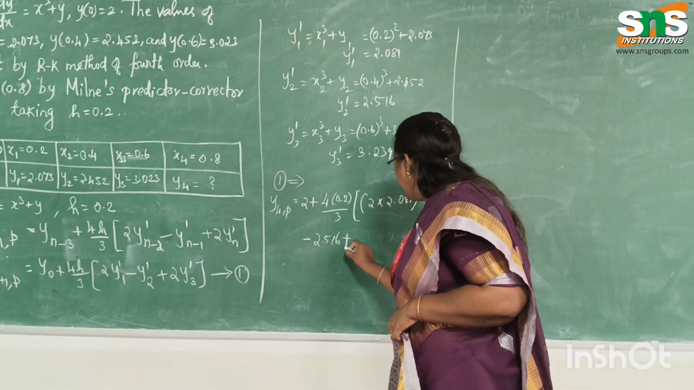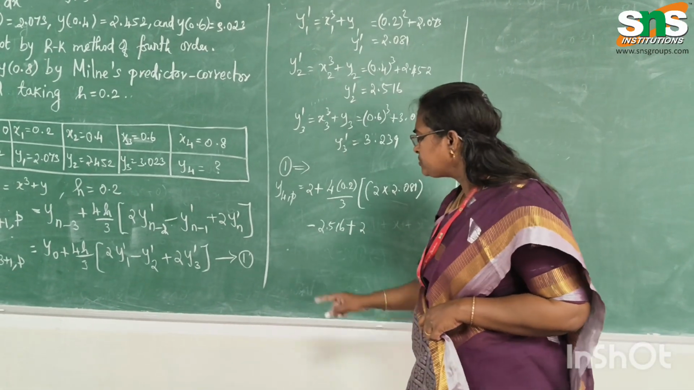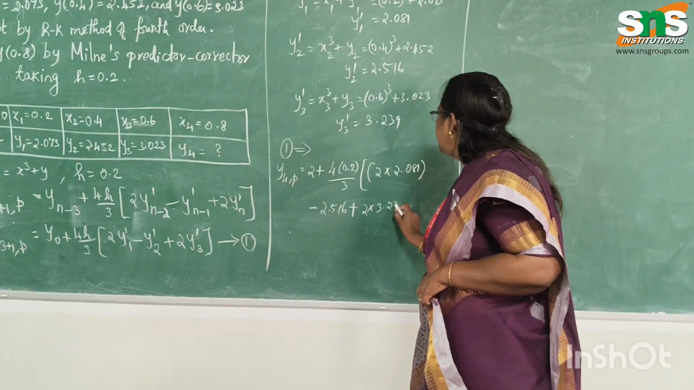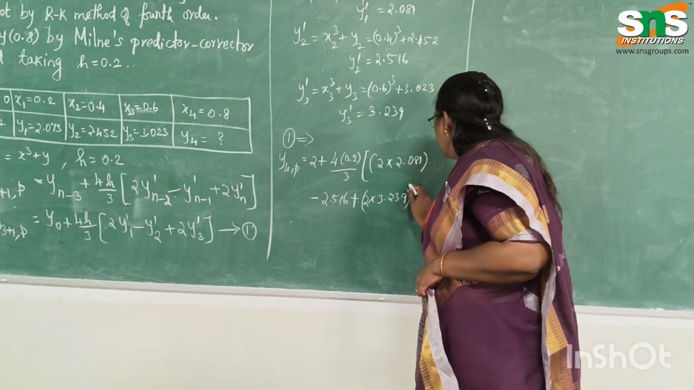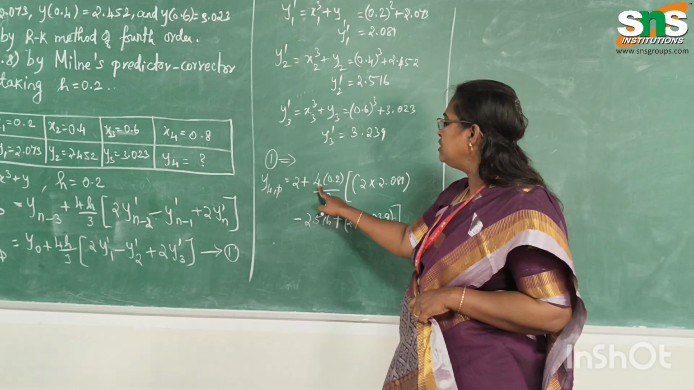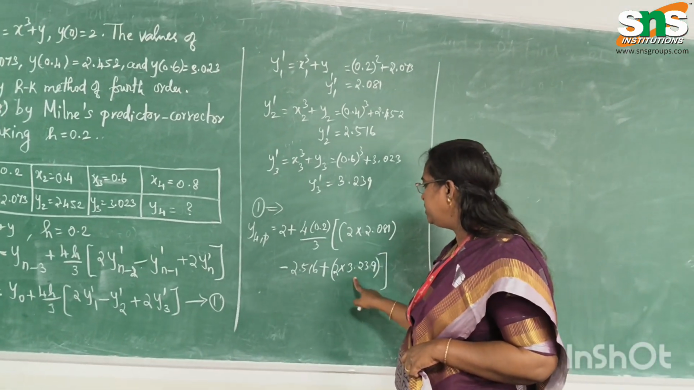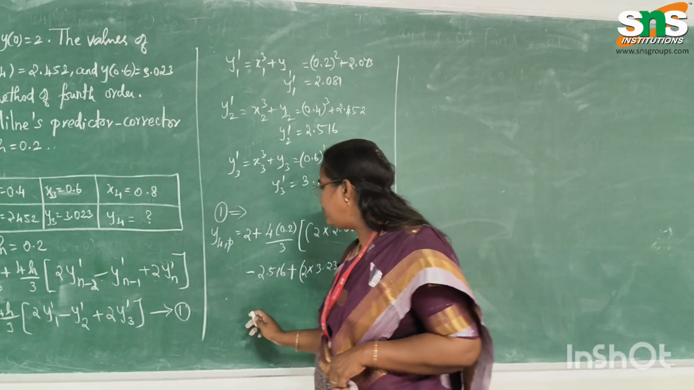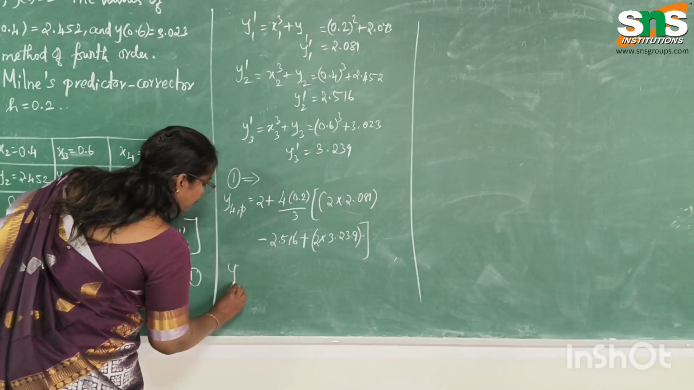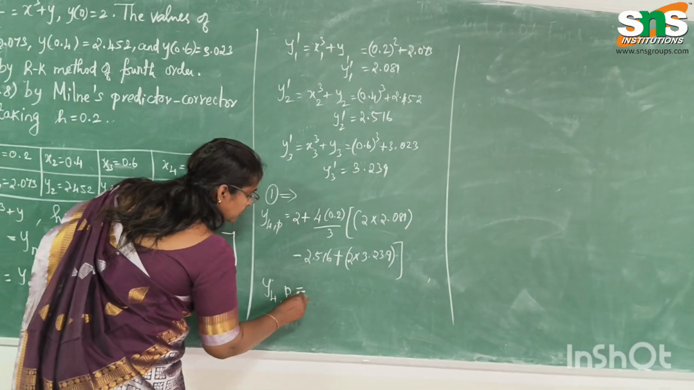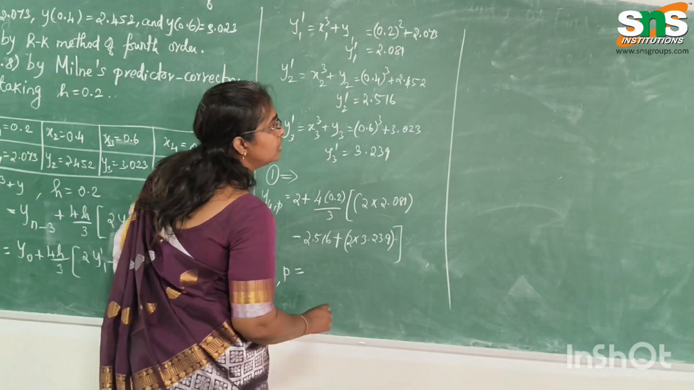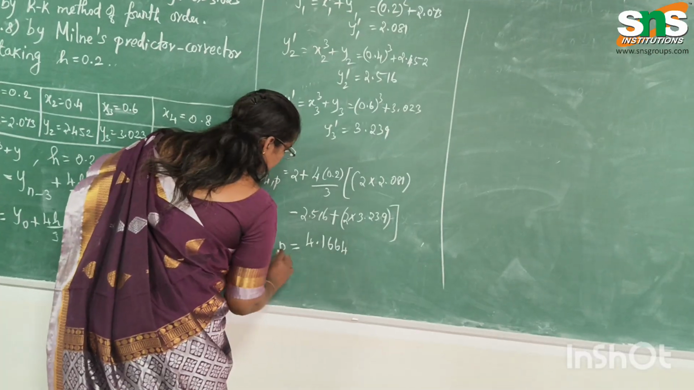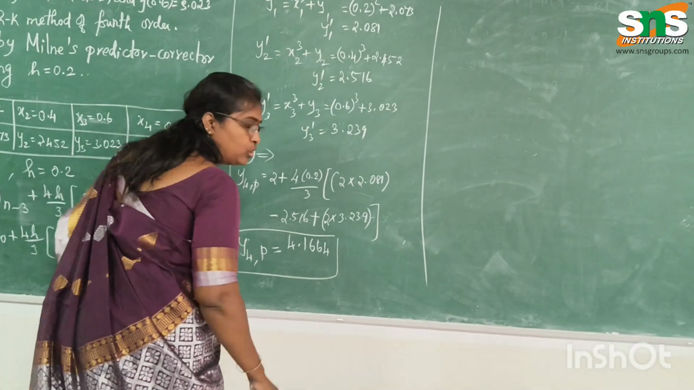That y2 dash is 2.516, plus 2 into y3 dash. That is 2 into 3.239. Okay, so multiply these three terms. Here also you want multiplication, you are having 1 here and 1 here. So do all the multiplication and then add and subtract, and you will get the answer for the predictor formula, y4 comma p. Using a calculator you will get the answer as 4.1664 as your predictor value. Okay, next we move on.